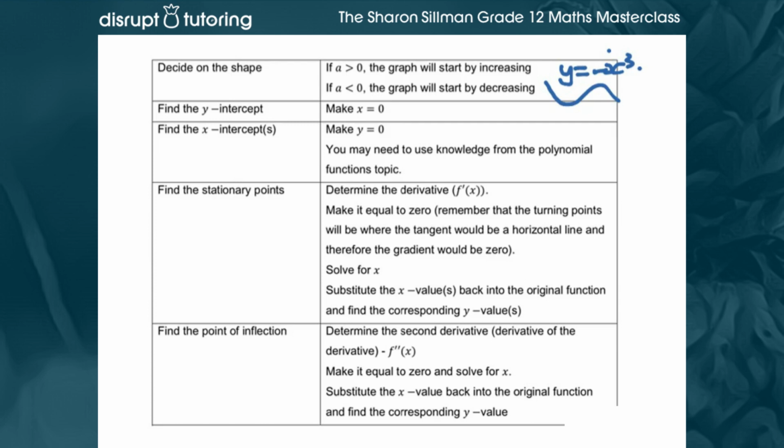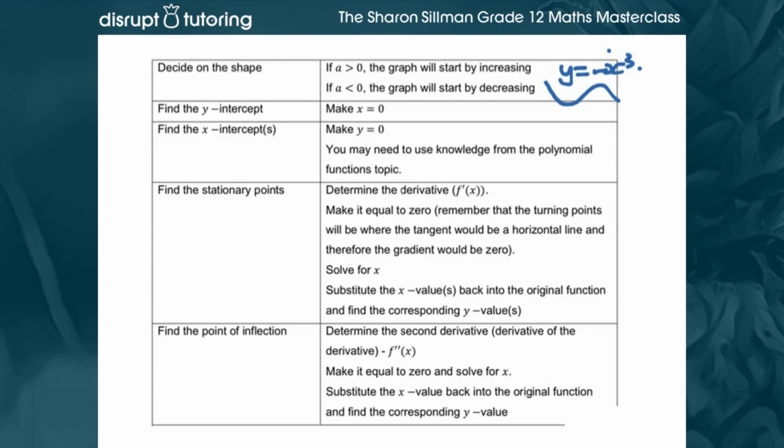So always decide on the shape. It's good to have the idea of the shape in your mind, because once you put all the points you need on a Cartesian plane, sometimes it can look a bit confusing about how you're going to join them. Once you've decided on the shape, and that's a good idea to draw that little sketch, you're going to find both the x-intercepts and the y-intercept. We find the y-intercept by making x 0, just as with any other function, and you find the x-intercepts by making y 0.